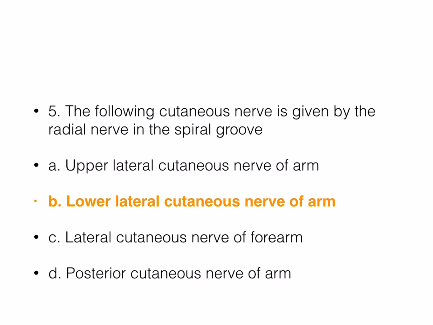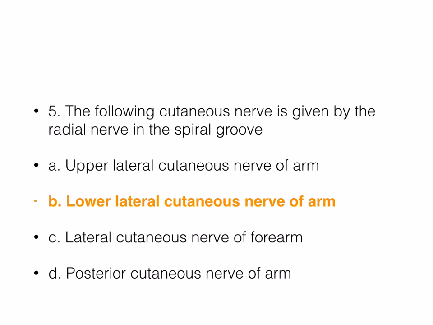The following cutaneous nerve is given by the radial nerve in the spiral groove. Radial nerve in the axilla, actually two components are needed. One is the radial nerve in the axilla supplies two muscles, long head of triceps and medial head of triceps, and one nerve, posterior cutaneous nerve of arm. Okay, keep it in mind, these three.